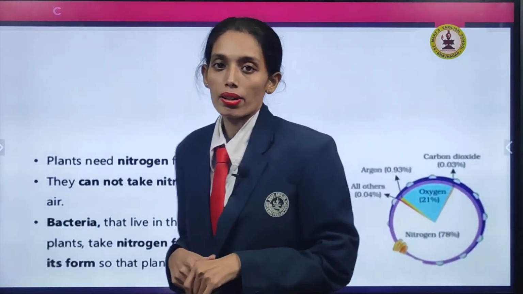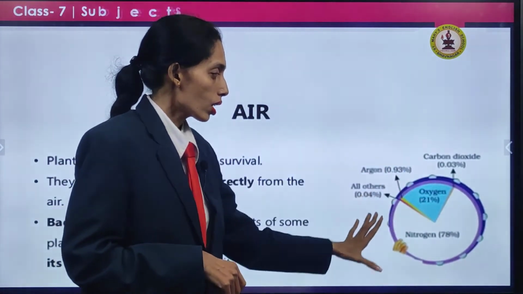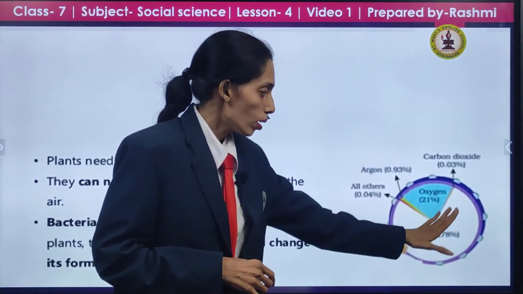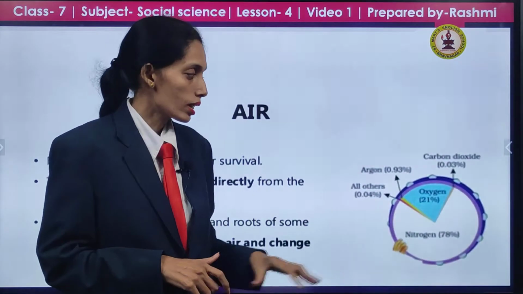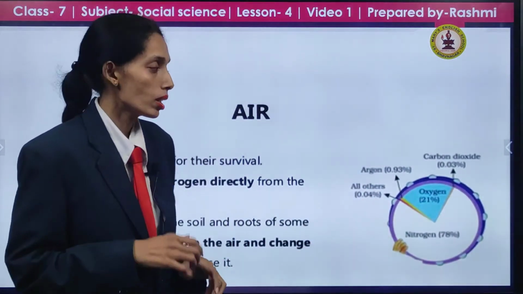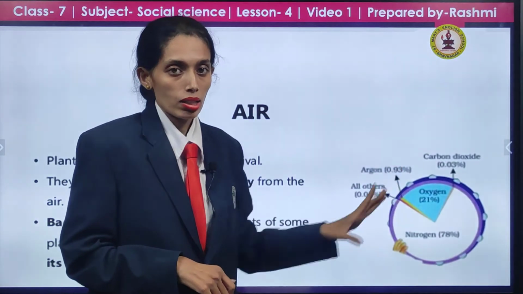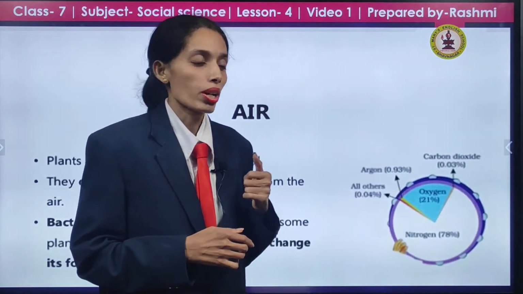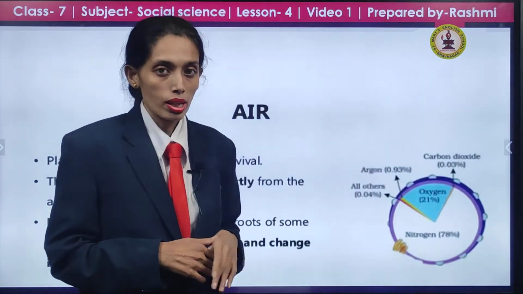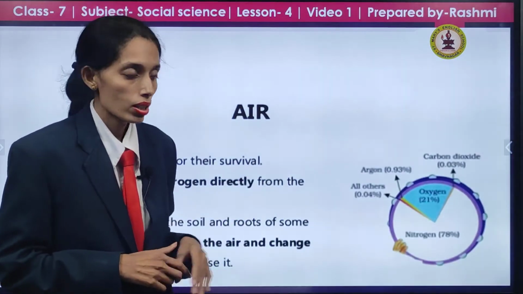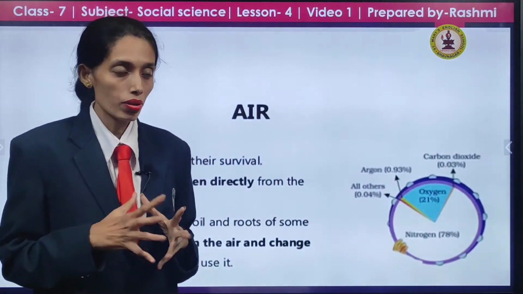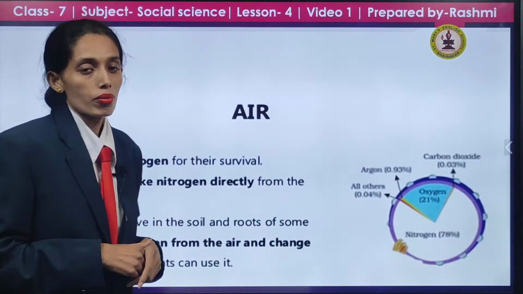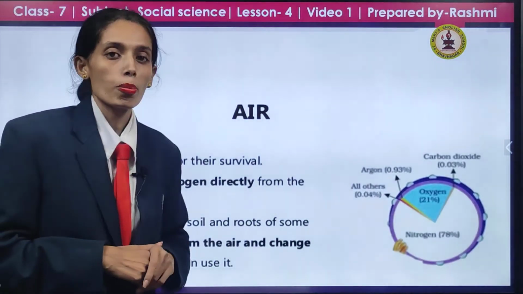Here you can see the diagram, children. This is the constituent of the gases which are present in our atmosphere. The whole portion, the white portion which you see, is nitrogen, which is 78%. Oxygen, the second bulk of the gases present in the atmosphere, is 21%. Then you have carbon dioxide, 0.03%. You have argon, 0.93%, which is useful for welding purposes as well. And you have other gases which make up 0.04%.